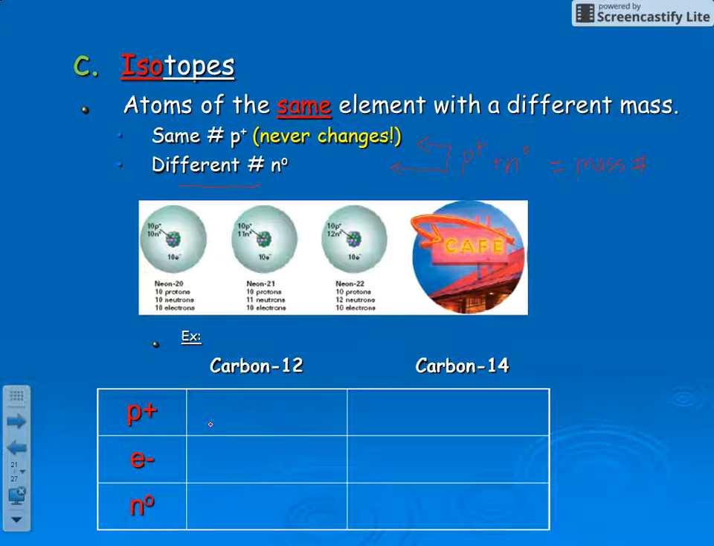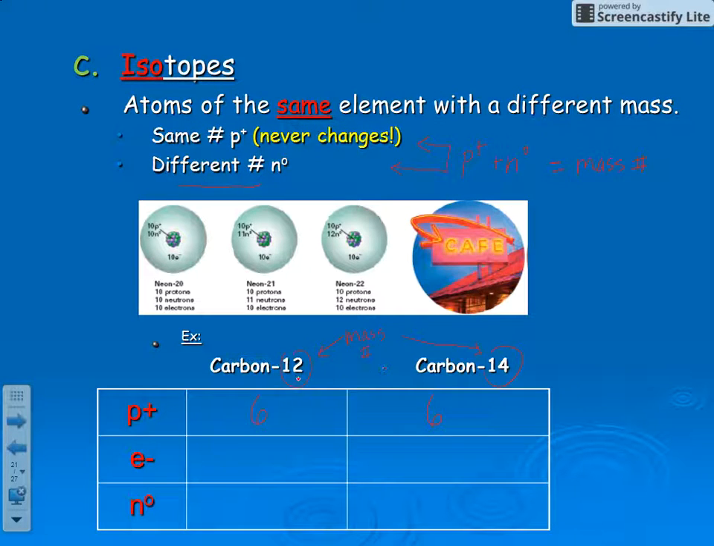Carbon-12, if you look on the periodic table, find your protons. It has 6 protons. In this notation that you're looking at, called the hyphen notation, that 12 is the mass number rounded to the nearest whole number. So in both of these notations, the number you see after the hyphen is the mass of that particular isotope. Same element, carbon, which means they both have 6 protons.